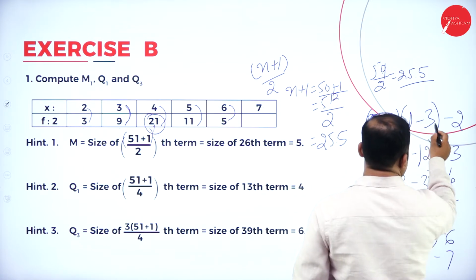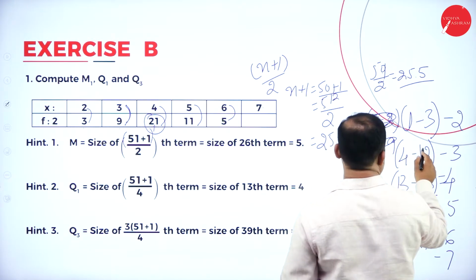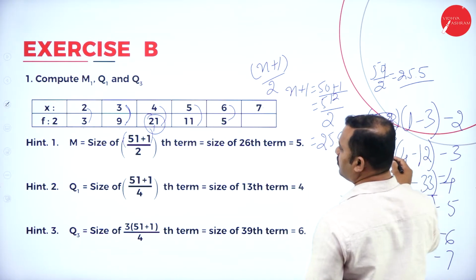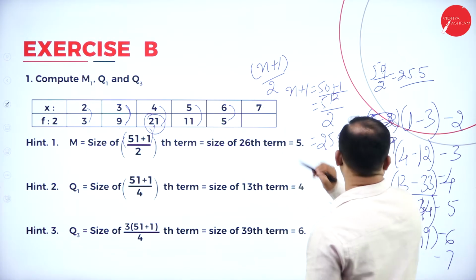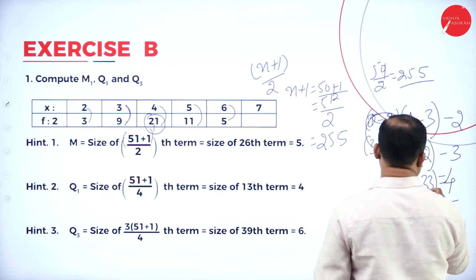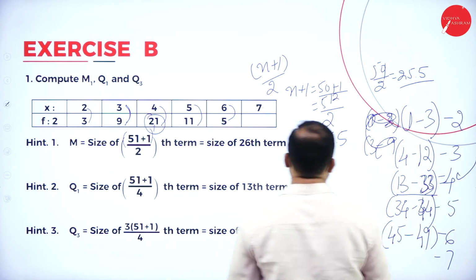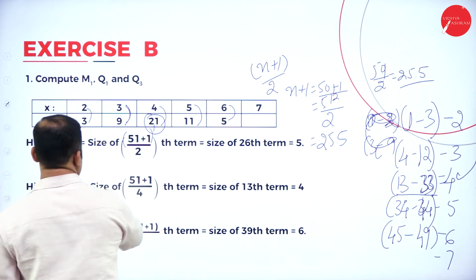Left with 3, 4 to 9 it is. 4 to 12, 3 plus 9, 12. 12 plus 21 that is equal to 12 plus 9 that is equal to 33. Yes, 33. So we are left with 4. That is the size of this.